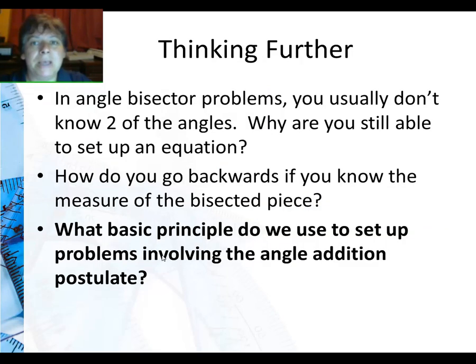So thinking further, in angle bisector problems, you usually don't know two of the angles. So why are you still able to set up an equation? How do you go backwards if you know the measure of a bisected piece? So a lot of times we might say, oh, these are all the angles in their relationship, but we didn't tell you the numbers. But we'll give you a piece. How do we go backwards in that last example? And for our whole angle lesson today, what basic principle do we use to set up problems involving the angle addition postulate?